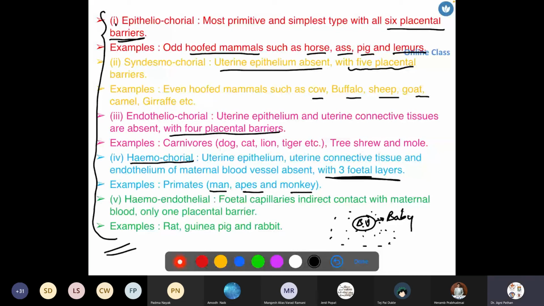Hoofed, you don't know hoofed? You have seen deer's legs? Yes, have you seen deer's legs? Horse legs. Those with those digits are called hoofed animals. Yes, did you get the point?